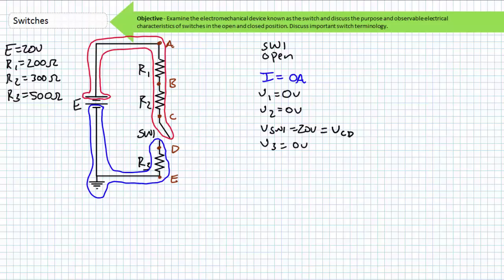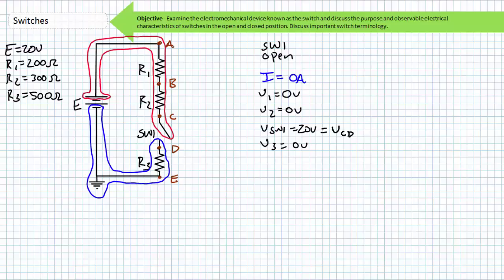Since there is no differential across R1 or R2, this means node A, B, and C are all at 20 volts with reference to the grounded negative terminal. Since there is no differential across R3, this means that node D and E are both at 0 volts with reference to the grounded negative terminal.